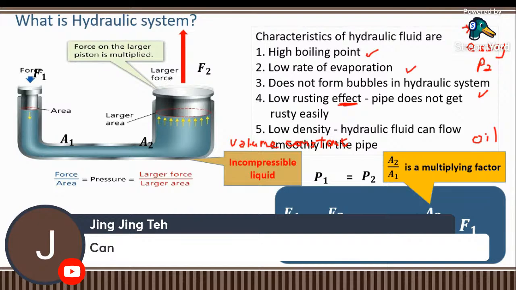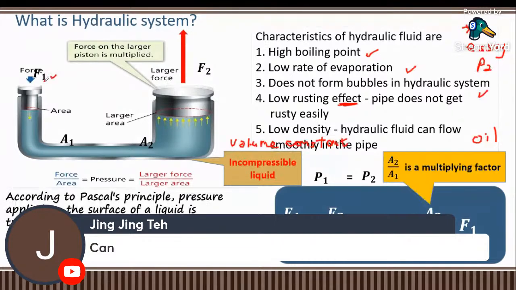Okay, how it works. According to Pascal's principle, pressure applied on the enclosed liquid is transmitted throughout the liquid. Apply F1 here, input here. Pressure produced is P1, F1 over A1. A1 is the area of this piston. A2 is the area of this piston.